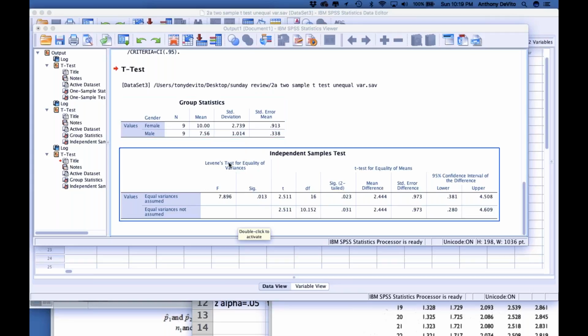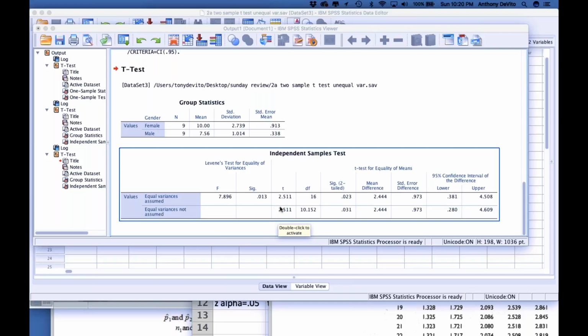Let's take a look down here and see if this test for equality of variances works out the same way. Now, again, we start with the assumption that the variances are equal, and we only reject that idea if the probability of being wrong is less than 5%. Well, in this case, the probability of being wrong, if we reject that hypothesis that the variances are equal, is only 1%. So I go ahead and reject that idea, and I use the bottom line instead this time. That's the main difference when I'm dealing with unequal variances. I use the bottom line instead of the top line.